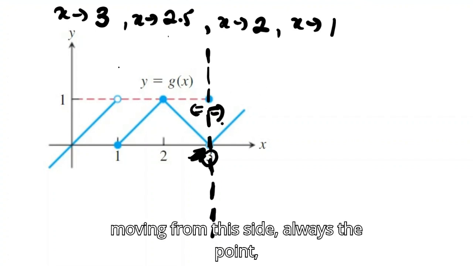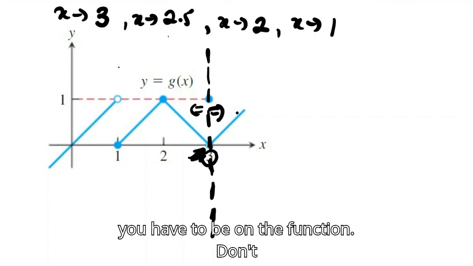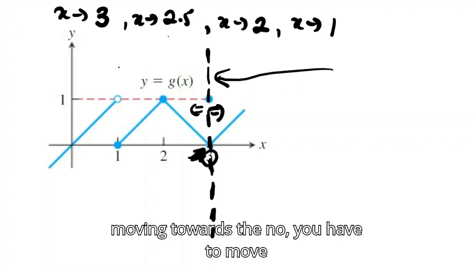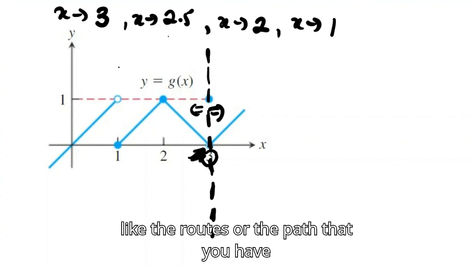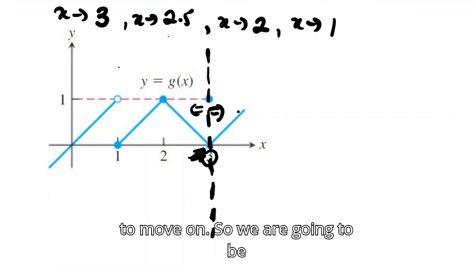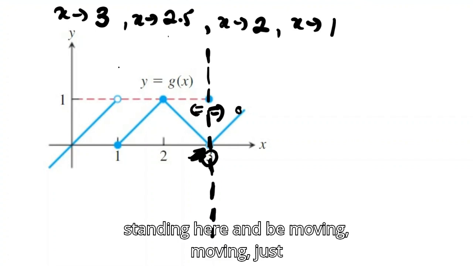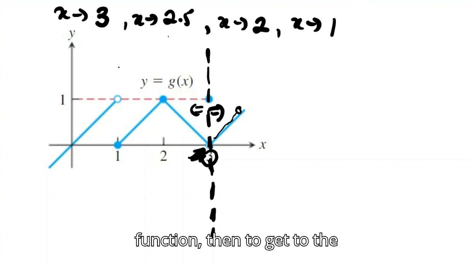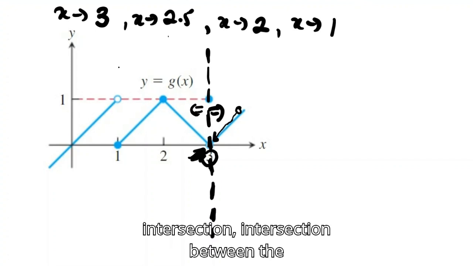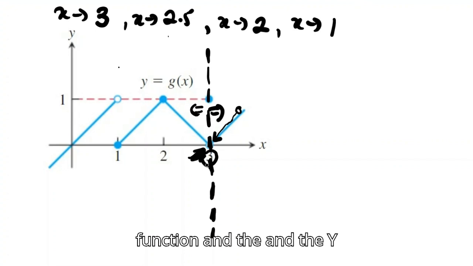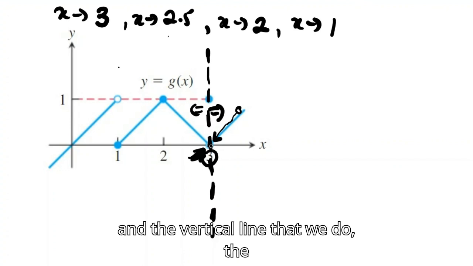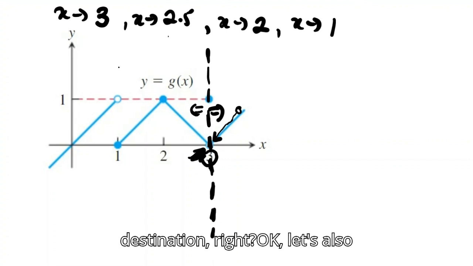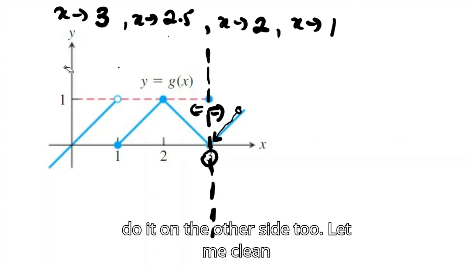Now if you are moving from this side towards the point, you have to be on the function. Don't just be anywhere and say you are moving towards the point, no, you have to move on the function. The function is just like the route or the path that you have to move on. So we are going to be standing here and moving on the function to get to the intersection between the function and the vertical line that we drew, the imaginary line that we drew. See it as our destination, right? Okay, let's also do it on the other side too.